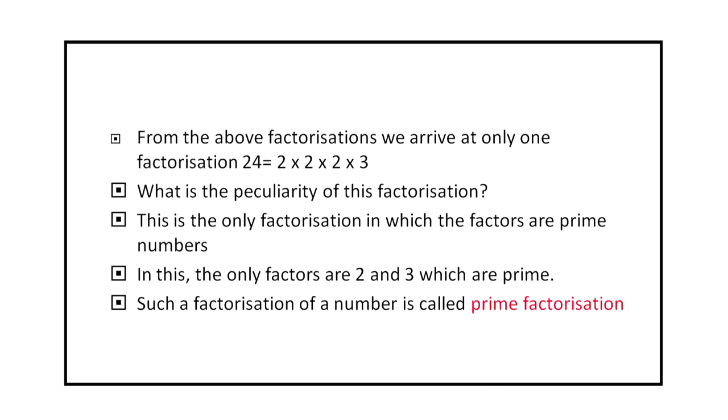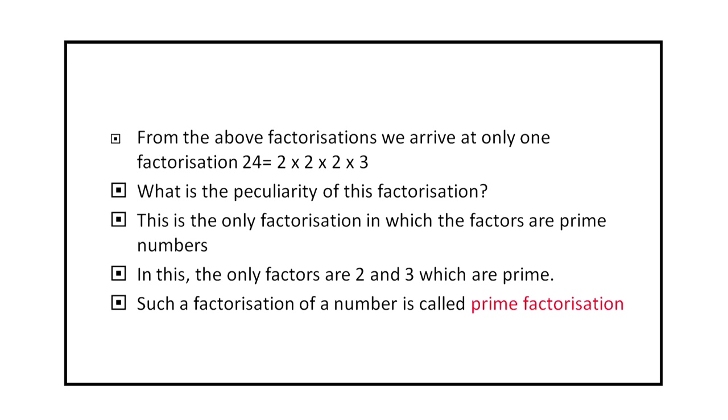Now, how do we link this with the prime number? From the above factorizations, we arrive at only one factorization. That is, we are taking into account only this factorization. 24 equals 2 into 2 into 2 into 3. I'm not taking any of the rest of the factorizations for one particular reason. What will be the peculiarity of this factorization? Are you able to find something peculiar about this factorization?